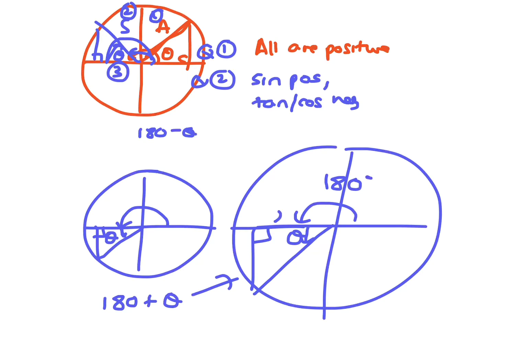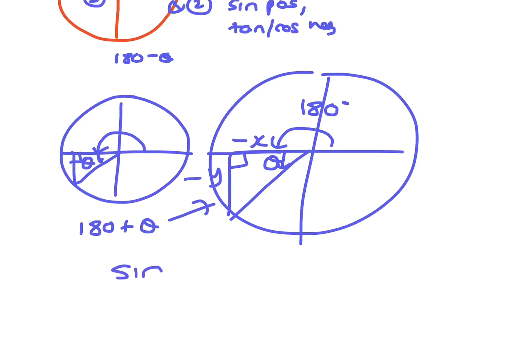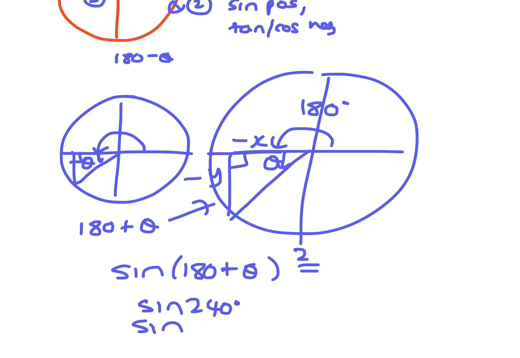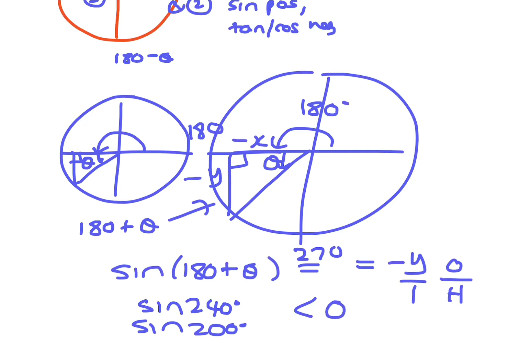Okay, now in that quadrant, the x is a minus x, the y is a minus y. So we're interested in looking at the sine of anything in that quadrant. So sine of 180 plus theta, it's the same as having like sine of 240. That would put something in that quadrant. Or sine of something bigger than 180 but less than 270. Because 270, there's 180's there. So sine of 200. You put any of these values in, you will find that the sine value is going to be minus y, because that's the opposite on the hypotenuse, over 1. The sine will be less than 0.